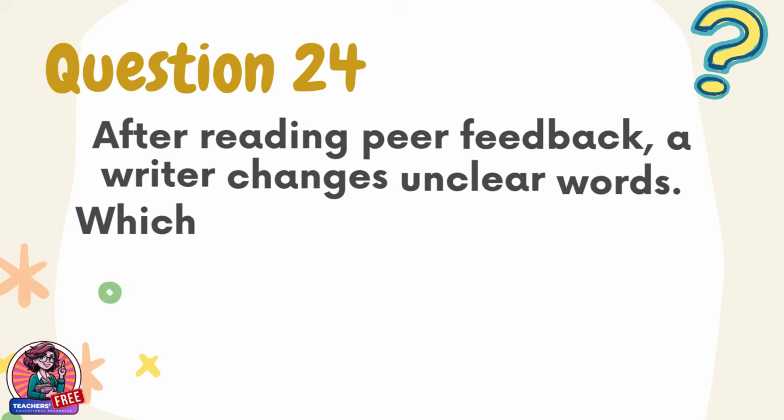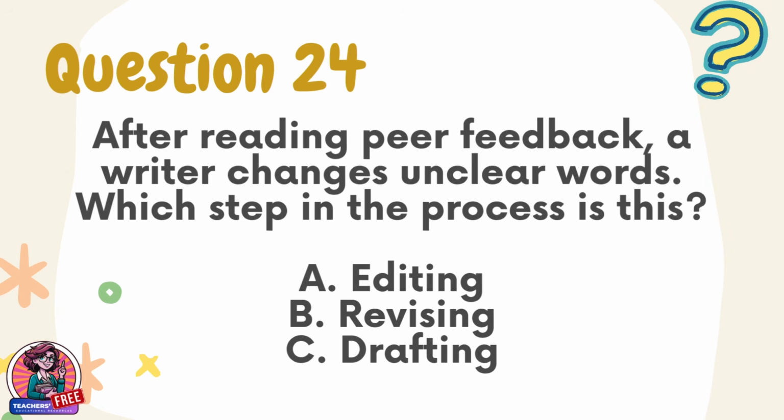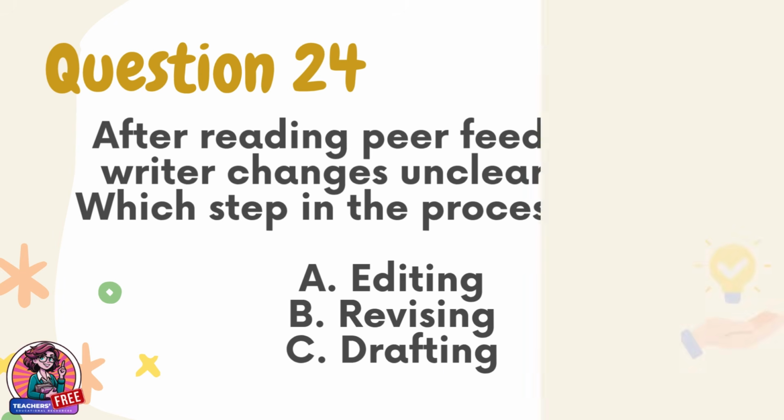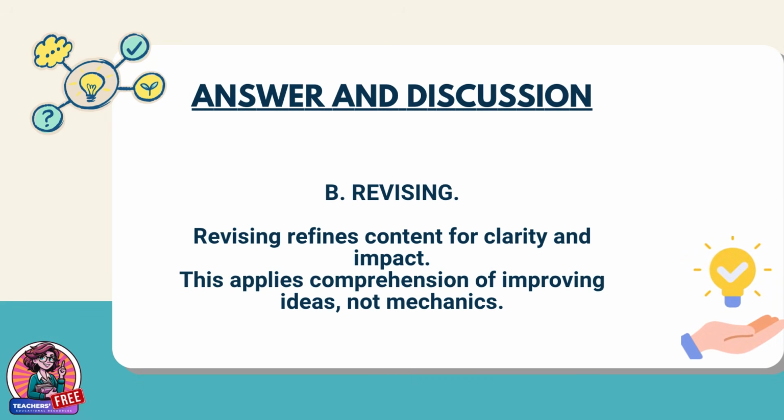Question 24. After reading peer feedback, a writer changes unclear words. Which step in the process is this? A. Editing. B. Revising. C. Drafting. Answer. B. Revising. Revising refines content for clarity and impact. This applies comprehension of improving ideas, not mechanics.